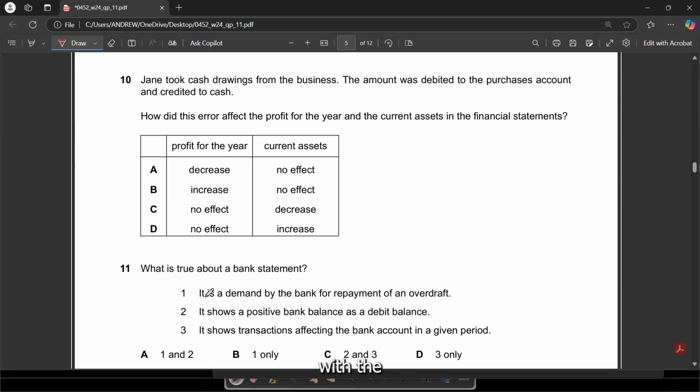Let's move ahead with the next one. Jane took cash drawings from the business. The amount was debited to the purchase account and credited to the cash account. So if Jane is taking cash drawings, the drawings account should be debited. The amount was debited to the purchase account and credited to the cash account. So somewhere incorrectly she debited the purchase account.